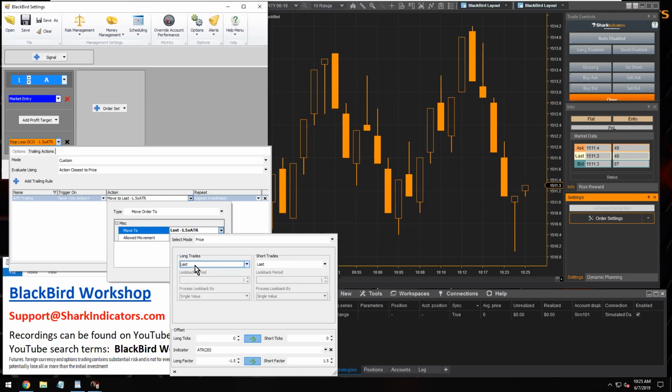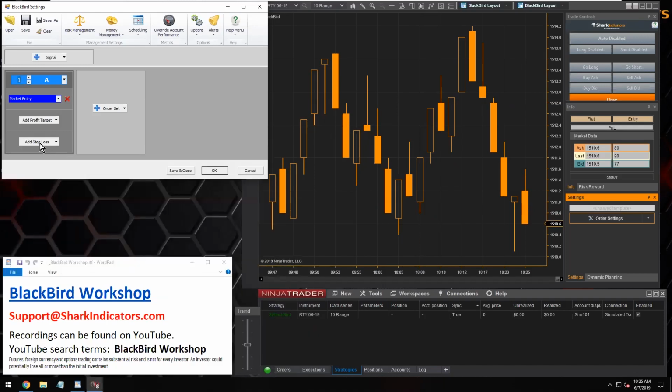So there is a little bit of calculation going on behind the scenes. You're always taking the last price, and then you're subtracting your offset. We can see it's taking the ATR indicator value times that 1.5 multiplier to calculate the stop loss's new price every time the market moves higher if you're in a long position. So as the market moves higher, that last price moves higher.